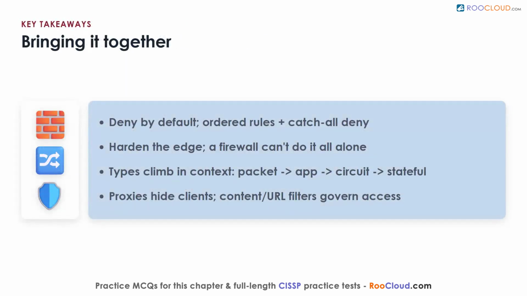So let's bring it together. A firewall filters between trust zones on a deny by default stance, with ordered rules and a final catch-all deny. Harden the edge with a bastion host and ingress and egress filters, and remember what a firewall cannot do alone, which is why multifunction appliances exist. The types climb in context, from stateless header checks to application-aware and circuit-level filters, up to stateful inspection with deep packet analysis, plus host-based and internal segmentation firewalls. Proxies mediate and hide clients, and content and URL filters govern what users may reach. In the next part, we turn to endpoint security.